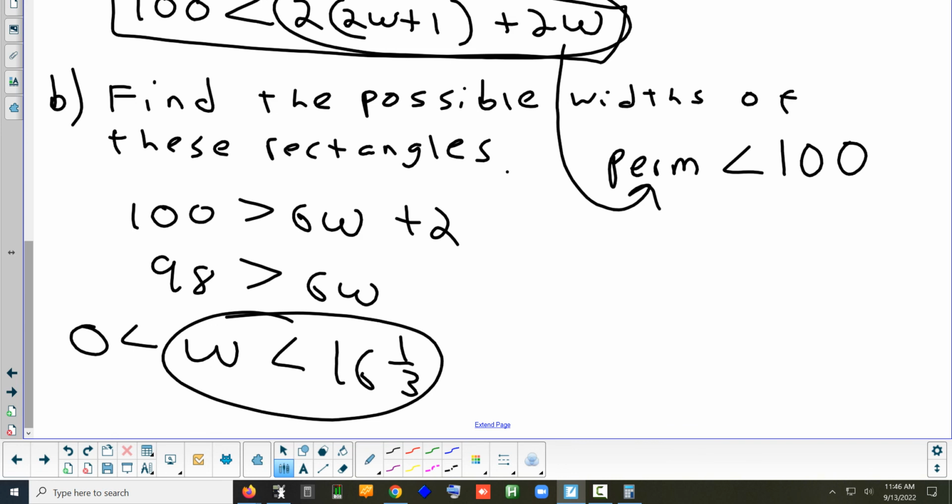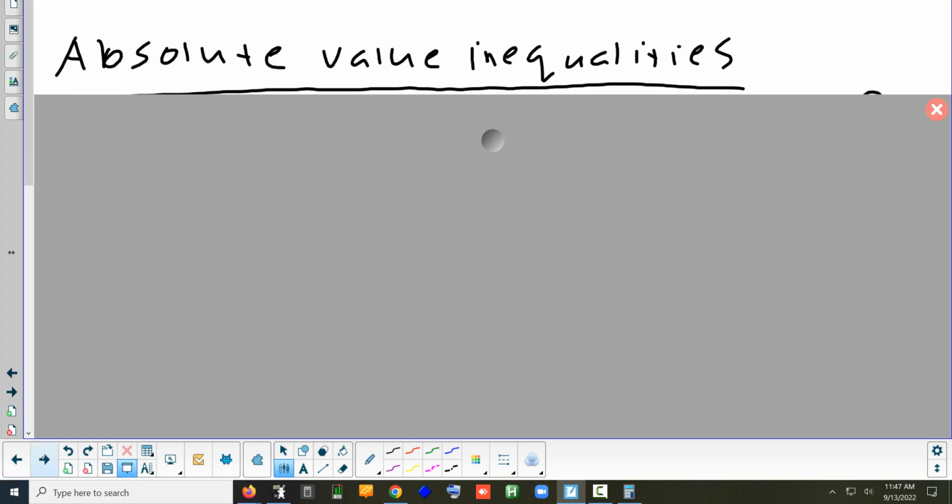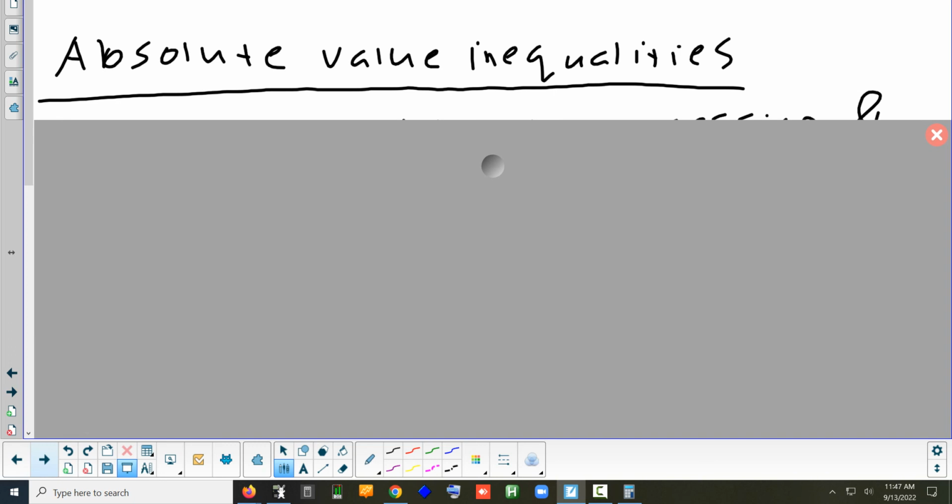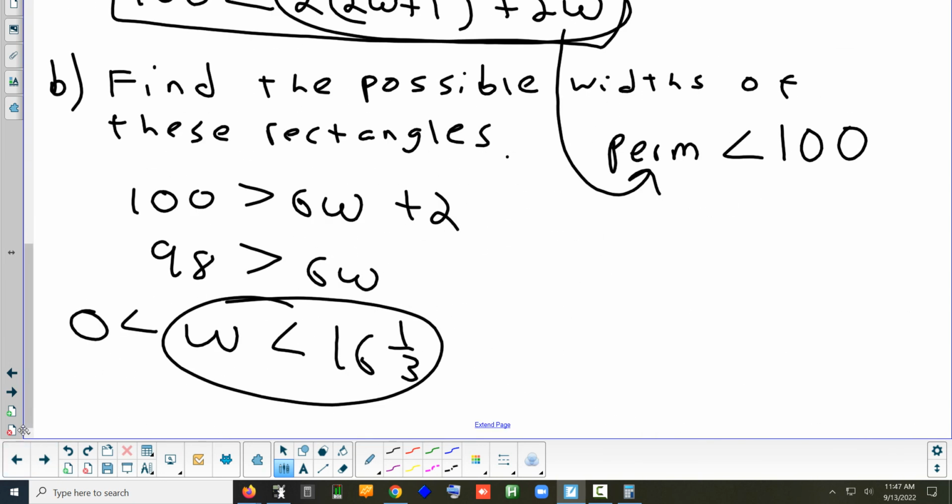Because we're talking about a measurement, technically you need to put this as well. It wouldn't make sense for the width to be -5. Okay. So that whole thing is your answer.